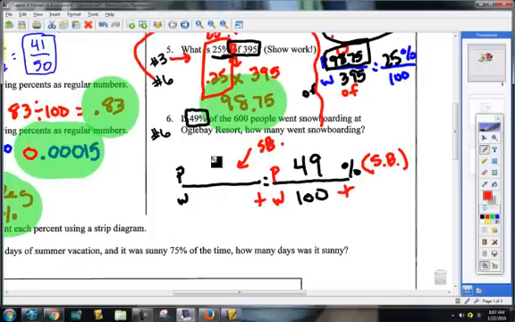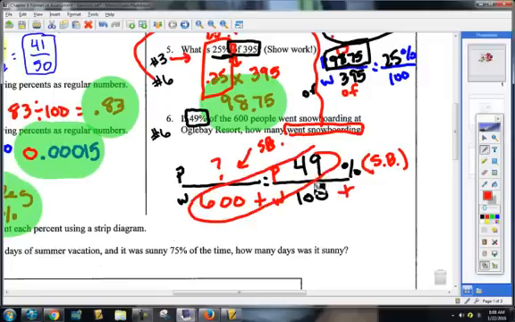So if you ever have any problems remembering which one goes where, just keep your labels consistent in the word problems. I know that we want to know how many went snowboarding. So right away, I know that in this case, I'm trying to find the part because that's the amount that went snowboarding. The whole would be 600. We are then going to cross multiply and then divide by 100, and we are going to get 294.